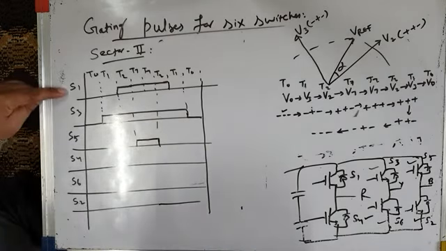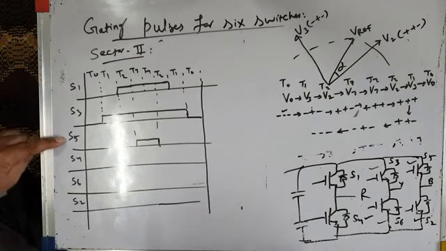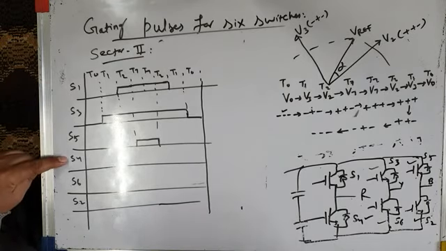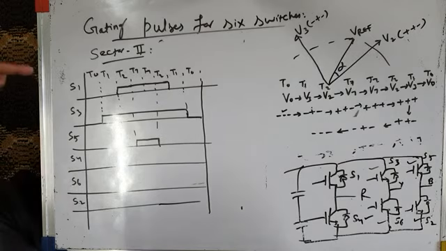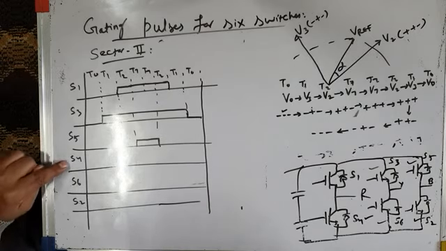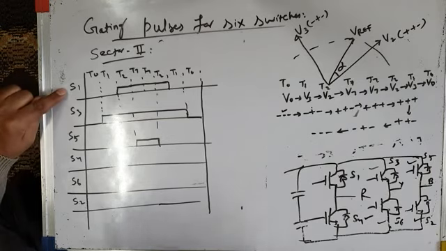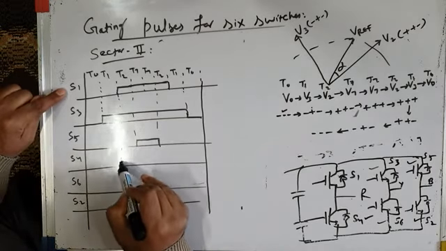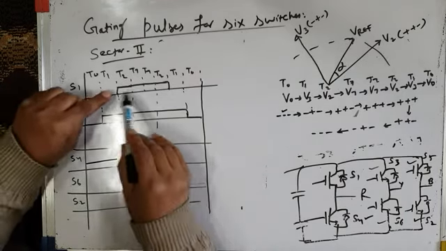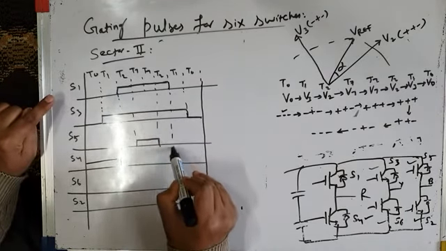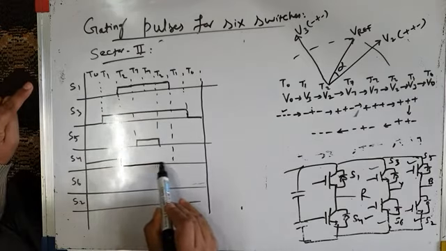Once you know the switching pulse pattern for S1, S3, S5, you can derive the switching pulse pattern for bottom switches S4, S6 and S2, which are complementary to top switches. S4 is complementary switch of S1. So whenever S1 is off, S4 will be on. Its control pulse will be high. And whenever S1 is on, S4 will be off. Its control pulse is low.